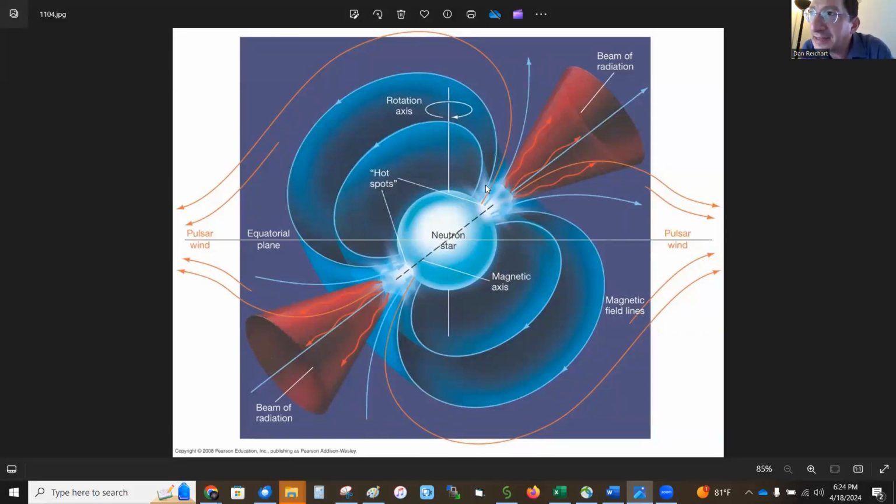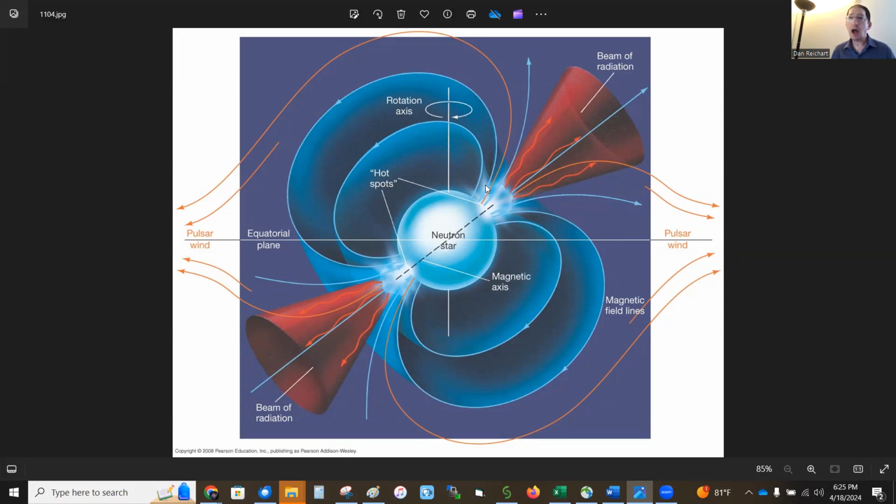Okay, back to this hotspot and the nature of the radiation coming out of this region. Why the hotspot is so hot is still a topic of active research. Different people are working on it, lots of ideas.